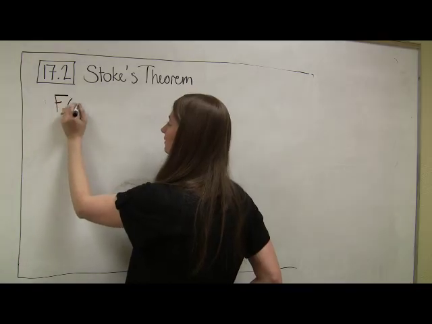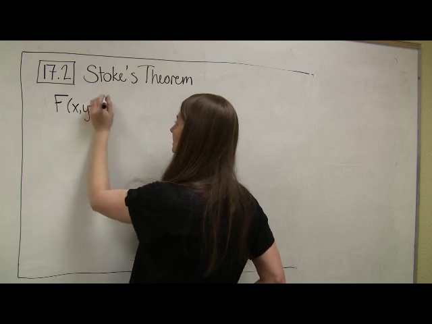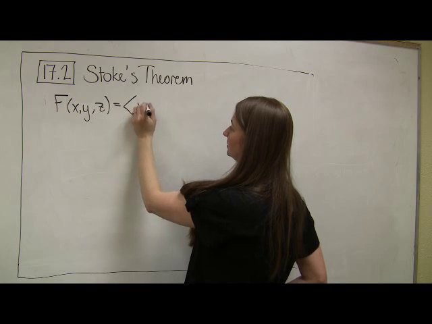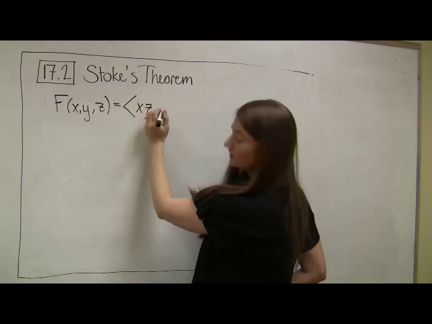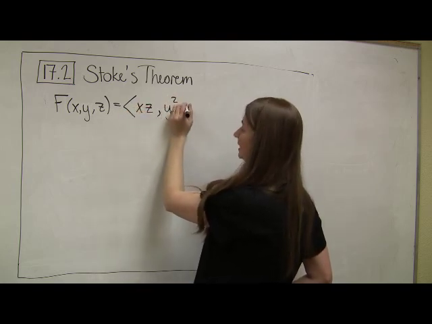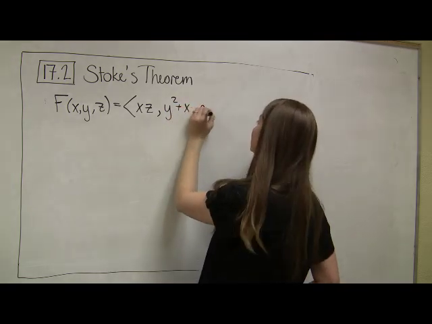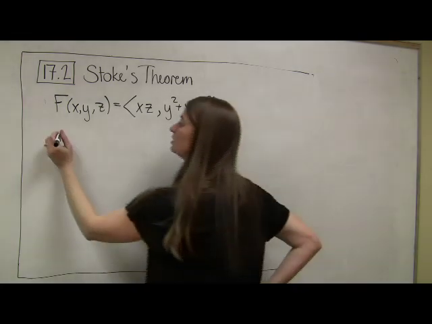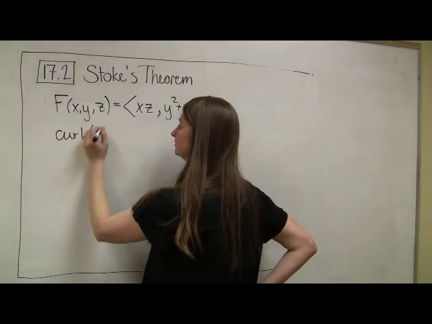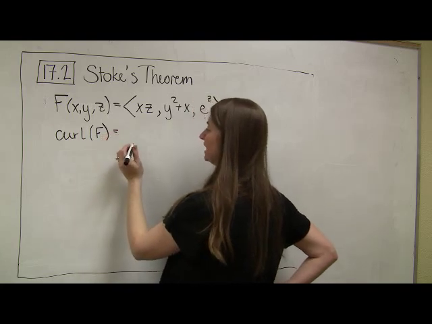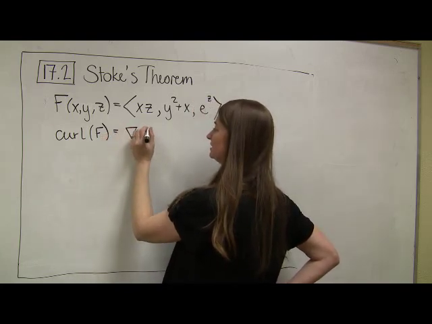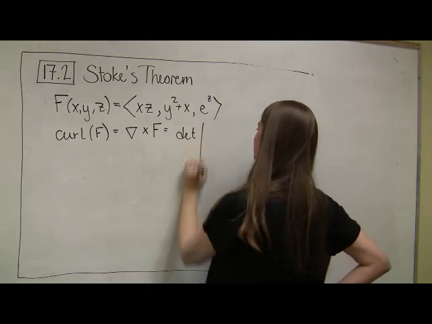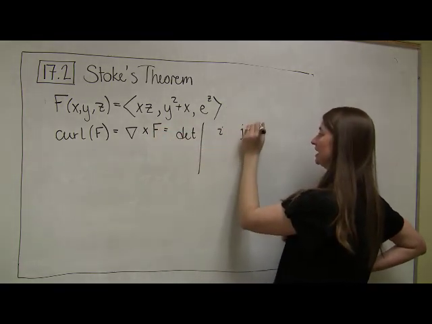Let's let our f of x, y, z be equal to xz, y squared plus x, and e to the z. So now I want to compute the curl of f, which I'm going to notate as the gradient crossed with f, which is going to be the determinant of the matrix given by i, j, k.